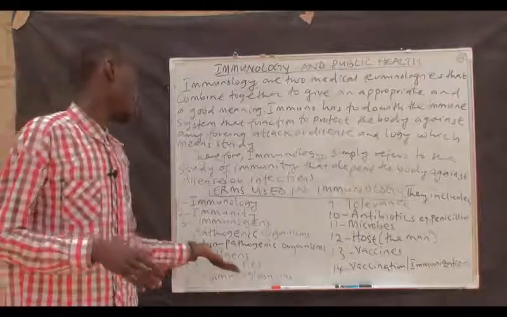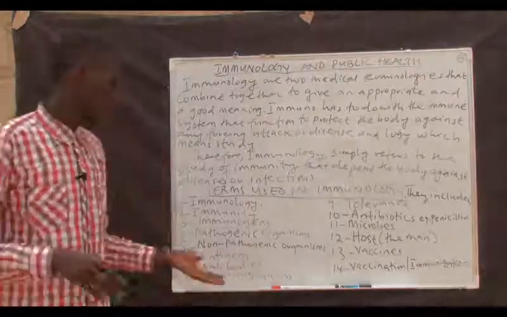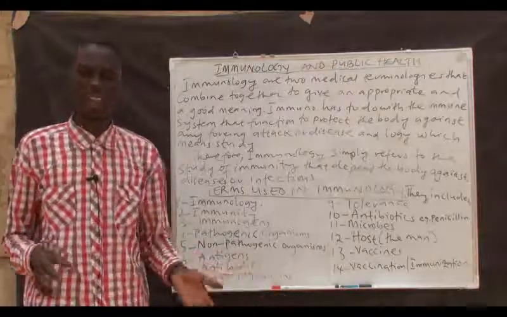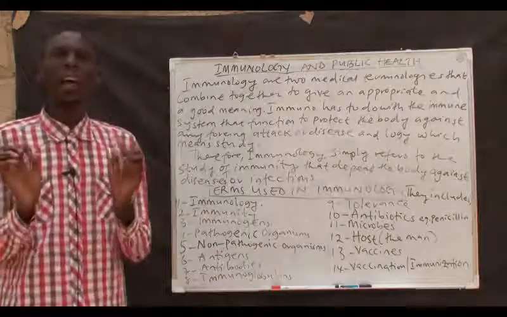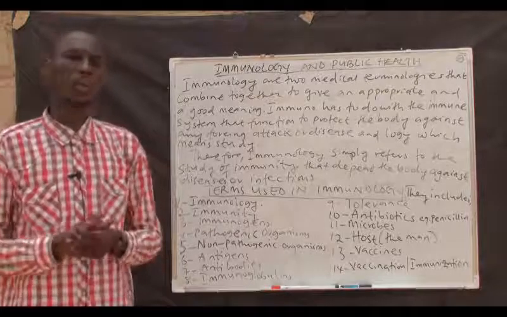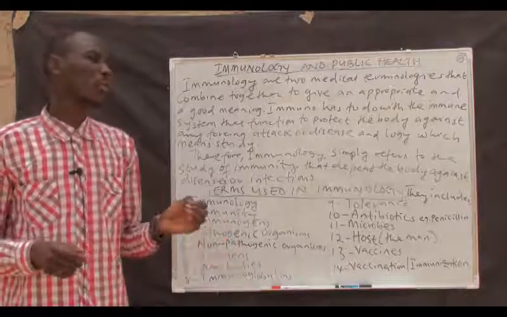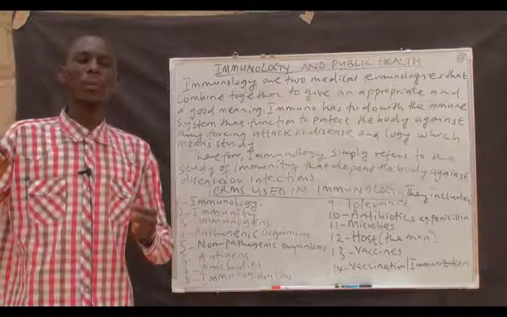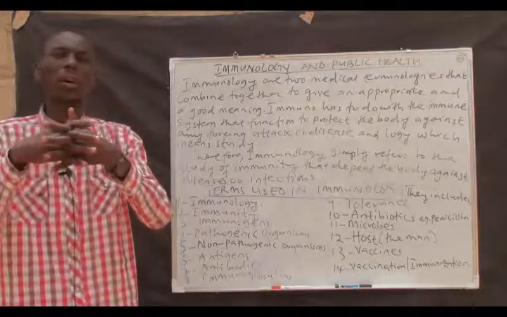Number 8 is immunoglobulins. These immunoglobulins can be defined as a term accepted by an international agreement in the year 1964 to describe the group of structurally proteins that include the antibodies.